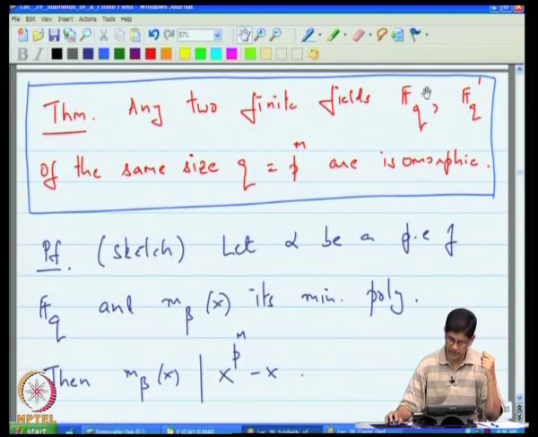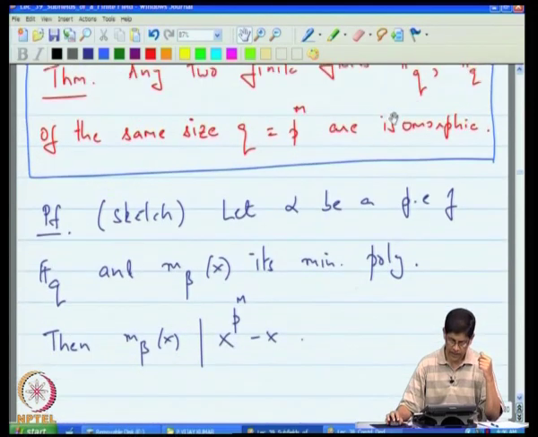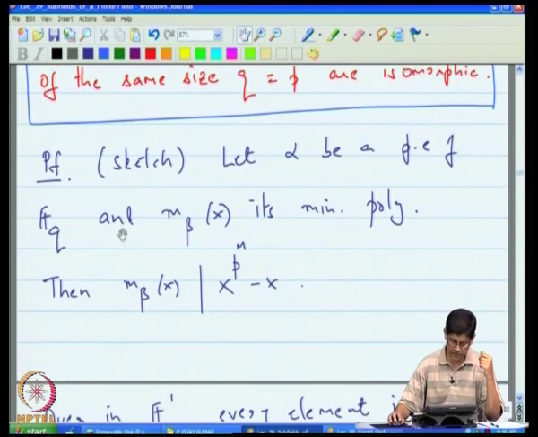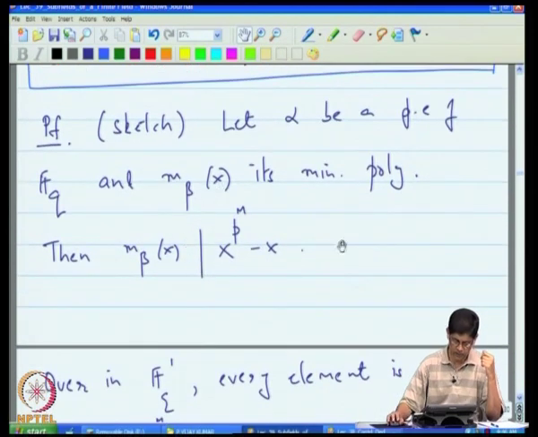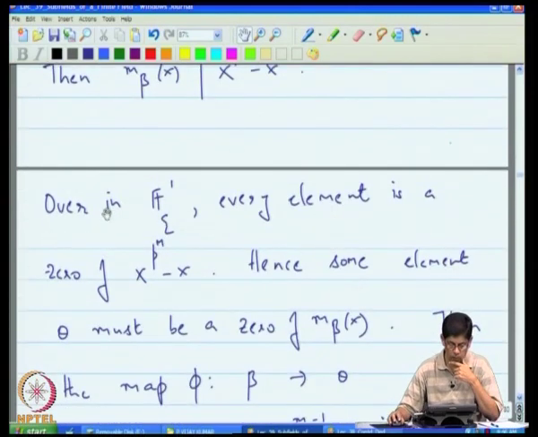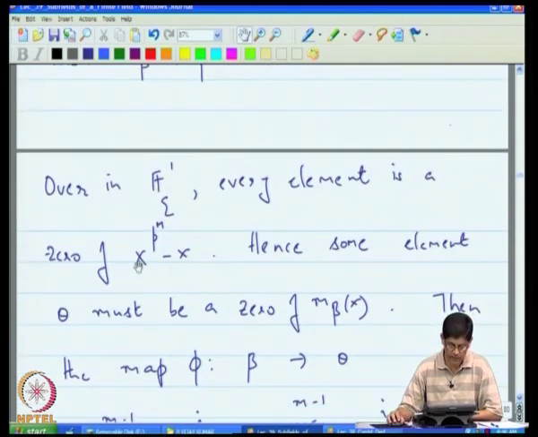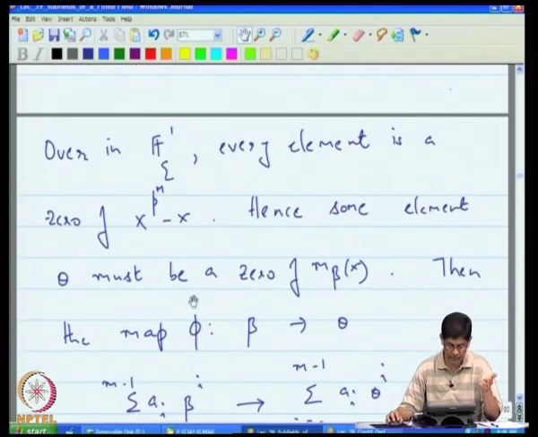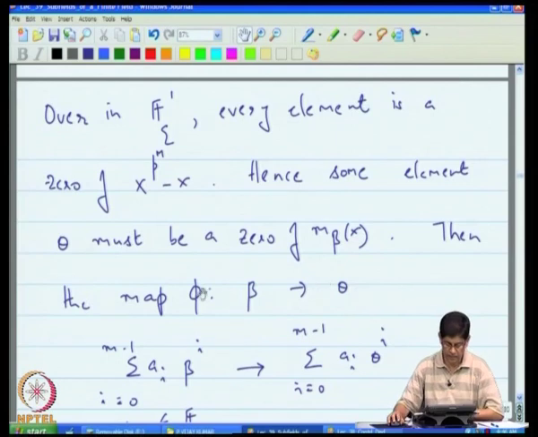So, there are two finite fields here, f q and f q prime. So, what we actually did here was we started with f q and we picked a primitive element, identified its minimal polynomial, noted that it divides x to the p to the m minus x. Now, we move over to the other finite field, which is f q dash. In this field, every element is a 0 of x to the p to the m minus x. That was true even in the case of the other field, of course, and also is true here. Therefore, some element theta must be a 0 of this polynomial m beta of x. Then the map phi which sends beta to theta.